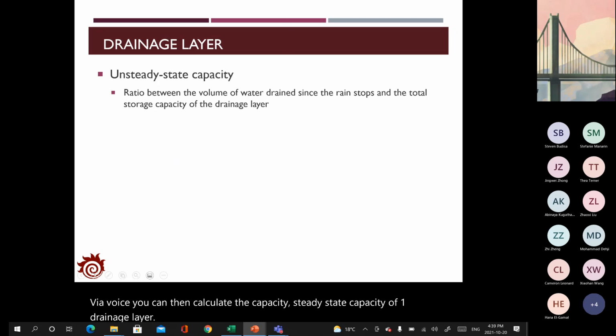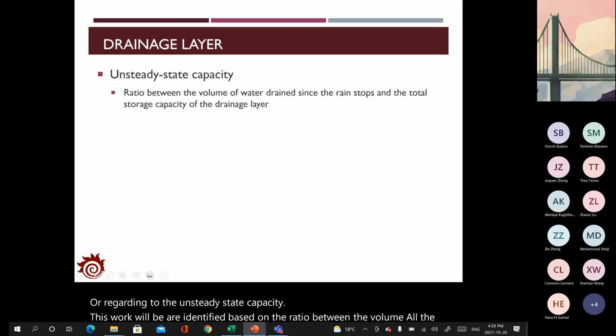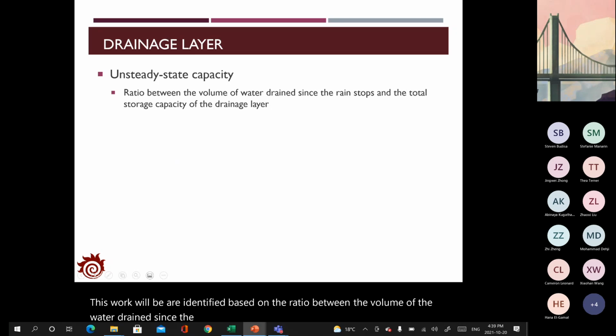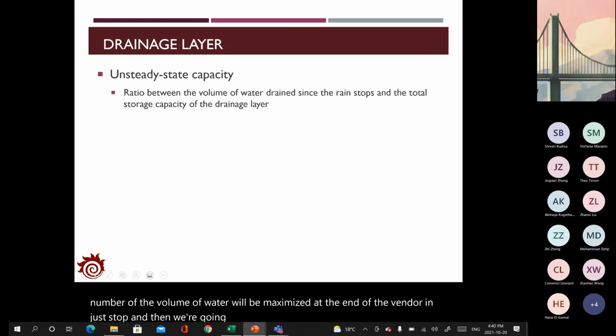Regarding the unsteady state capacity, this will be identified based on the ratio between the volume of the water drained since the rain stops. So if there's a heavy rain, the volume of the water will be maximized at the end, when the rain just stopped. And then we're going to check the ratio between the volume of the water and the total storage capacity of the drainage layer.